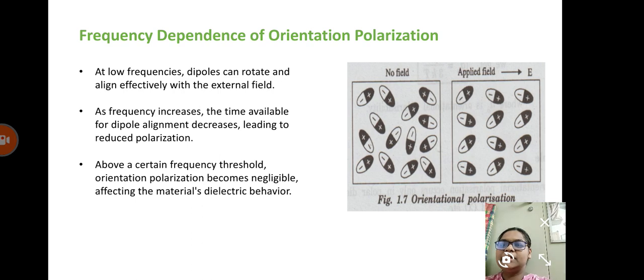Frequency dependence of orientation polarization. At low frequencies, dipoles can rotate and align effectively with the external field. As frequency increases, the time available for dipole alignment decreases, leading to reduced polarization. Above a certain frequency threshold, orientation polarization becomes negligible, affecting the material's dielectric behavior.